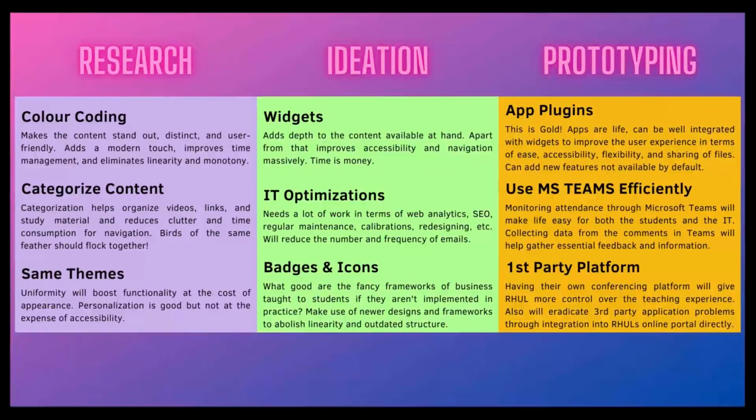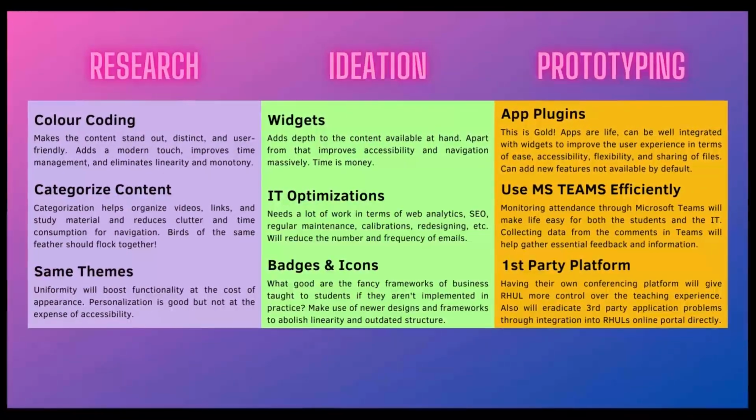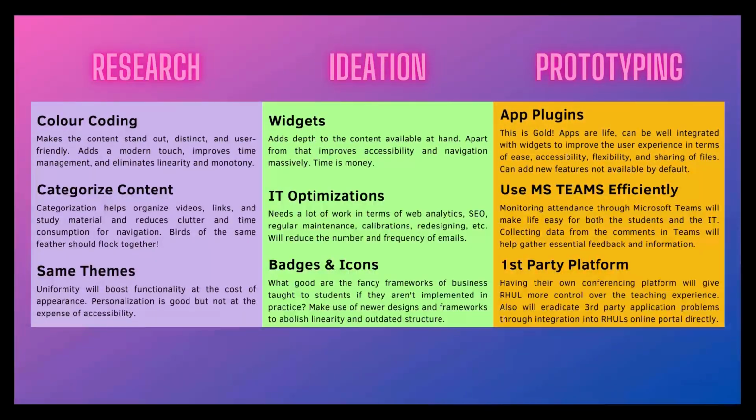The recommendations have been divided into the following sections to draw a comparative analysis. Color coding, categorizing content, and the use of the same themes across all modules were derived from our research. The use of widgets, IP optimizations, and the use of badges and icons fall under ideation. Prototyping helped us come up with app plugins, efficient use of Microsoft Teams, and developing a potential first-party platform for Royal Holloway.